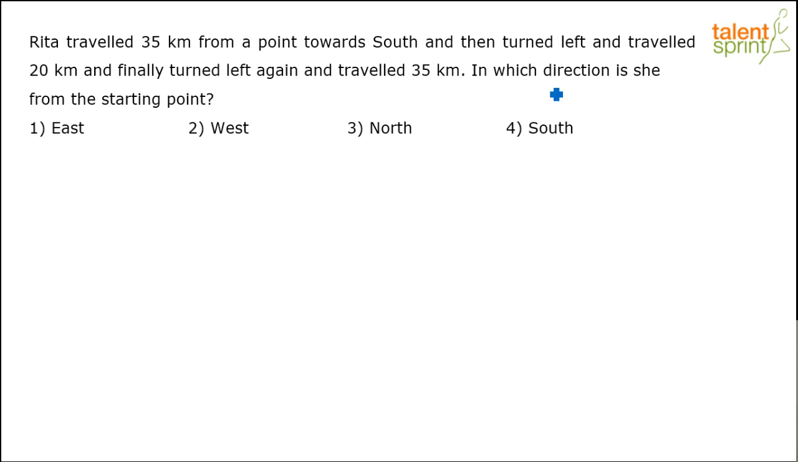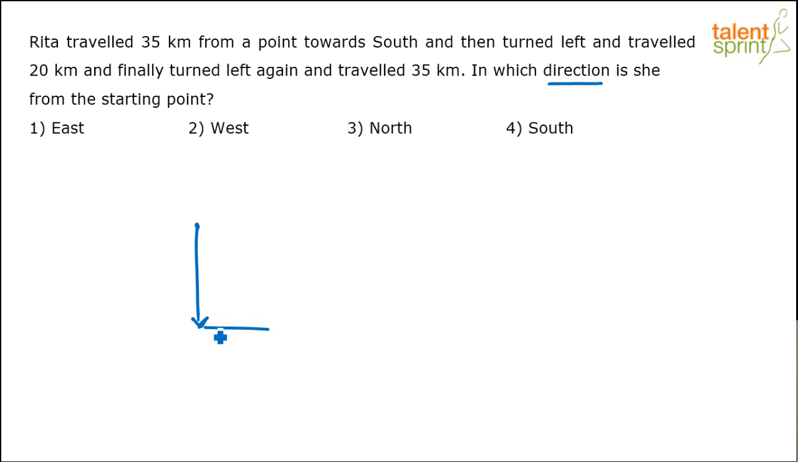So since it is about direction, we don't even have to worry about the distances, right? So just trace the path. Rita traveled 35 kilometers from a point towards south. So she started from this point, traveled 35 kilometers. She comes here, let's say. Then turn left. See, the person is going towards south, right? So left for that person will be on this side, right? When you're in the southern direction, left is not left on paper, left is right on paper, right?